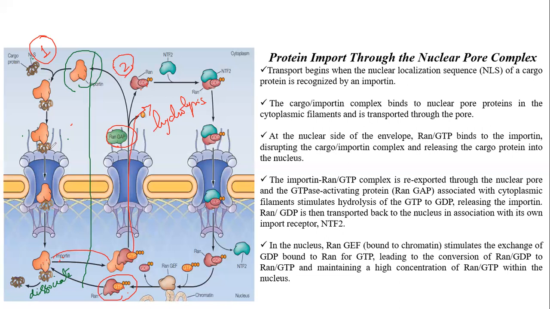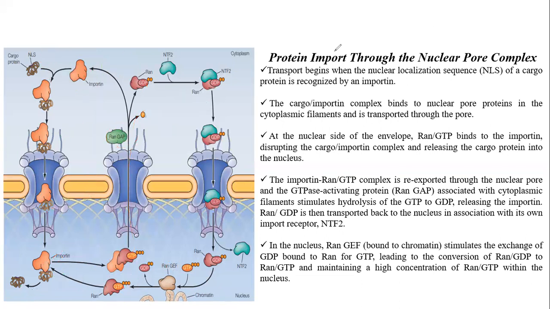Okay, now I need to bring RAN GDP inside, for which it will bind to another protein called NTF2. This NTF2 will bind to the RAN GDP, which will be brought together inside. Now my RAN GDP, with the help of the GEF, will get exchanged to GTP, and then again that cycle will continue. Clear guys? Were you able to follow all three parts? Any part which is not clear?